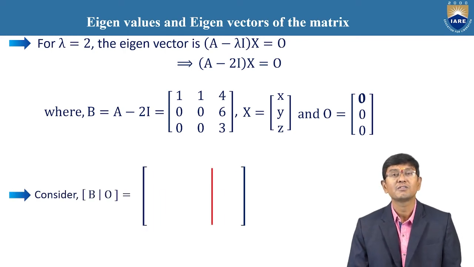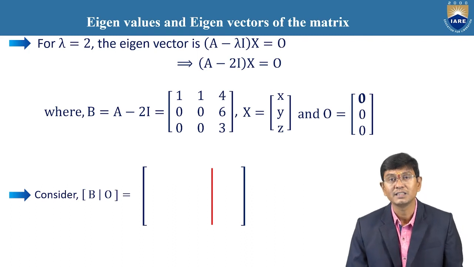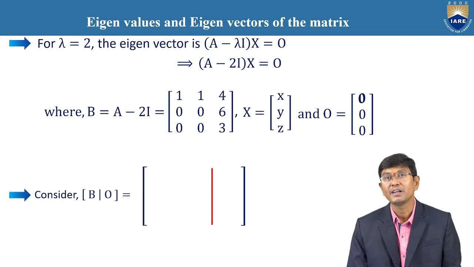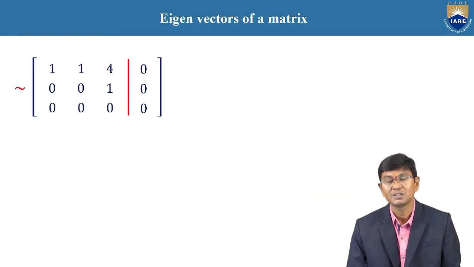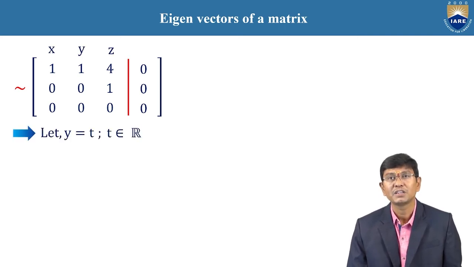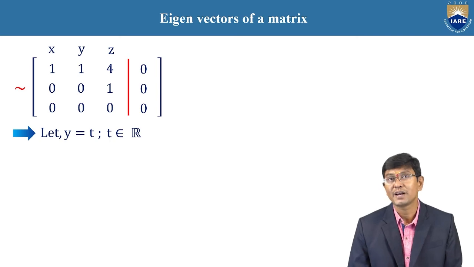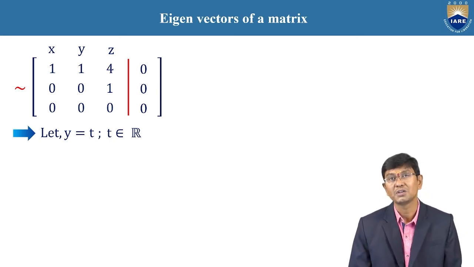Therefore, we need to consider the augmented matrix, that is the collection of the B matrix and the 0 matrix. Here the augmented matrix is 1, 1, 4, 0, 0, 0, 6, 0, 0, 0, 3, 0. By using row operations, we obtain the echelon form of the matrix: 1, 1, 4, 0, 0, 0, 1, 0, 0, 0, 0, 0.